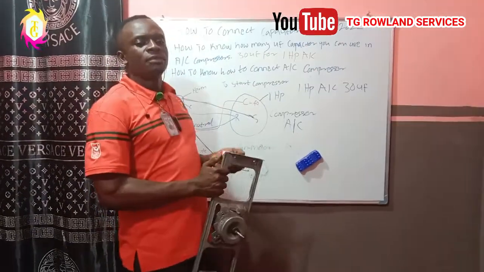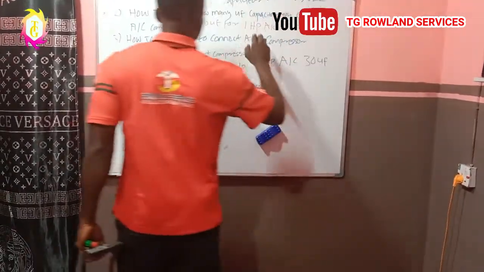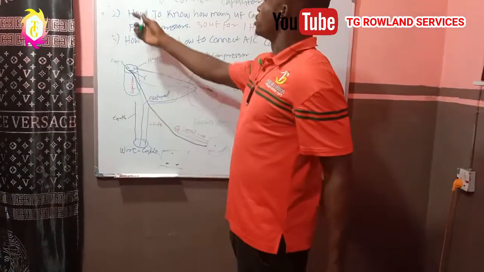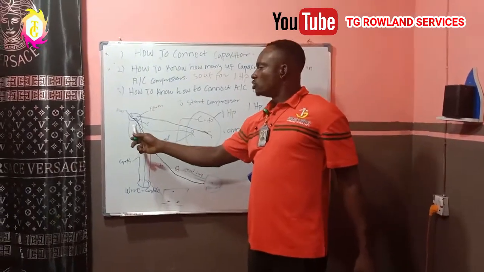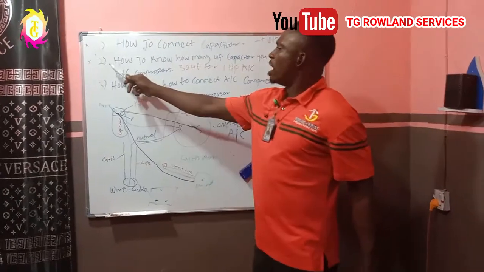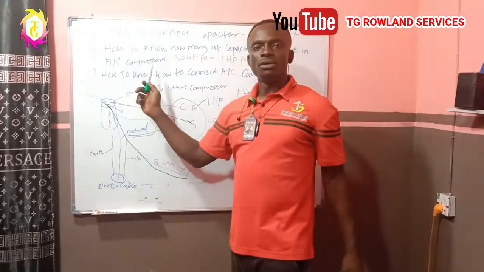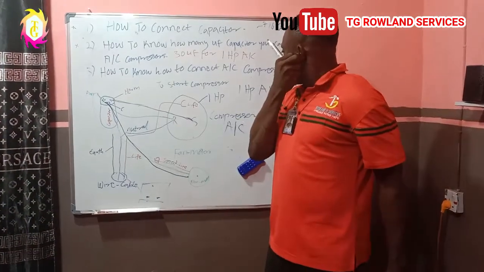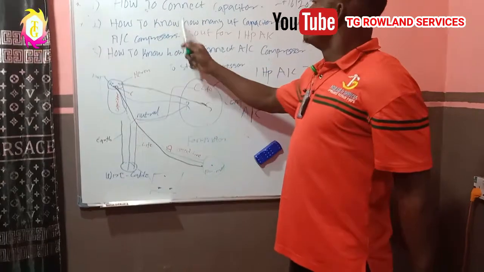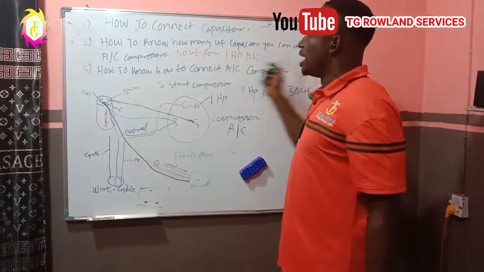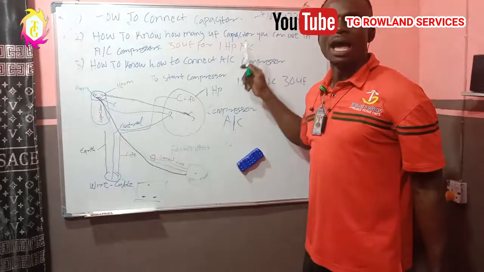So before I leave you today, I want to go through it again for you to understand. We started with how to connect a capacitor, which we have shown in the diagram here, and which you have connected here. Number two, how to know how many UF capacitor you can use in an AC compressor, which we have treated here. This is the AC compressor, 1 horsepower. The answer is 30 UF for a 1 horsepower AC.